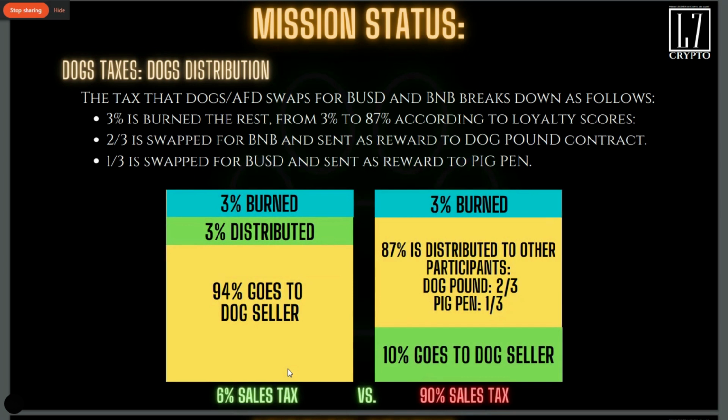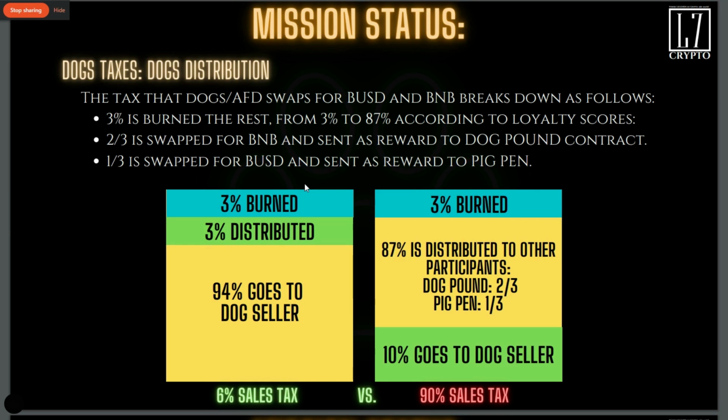All right. Now, this is the best visual of the 6% versus the 90% sales tax. The tax that the dog swaps for BUSD and BNB breaks down as follows. Here we're going with the 6% sales tax. 3% of the tax is burned. Two thirds is swapped for BNB and then sent to reward the dog pound contract. And a third is swapped for BUSD and sent to reward the pig pen. That's the way the taxes are built.